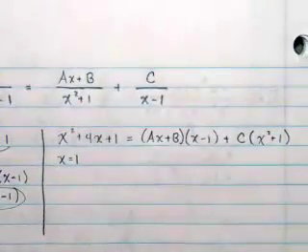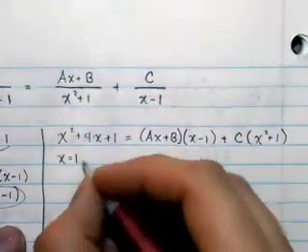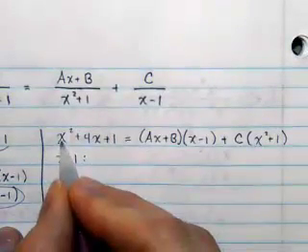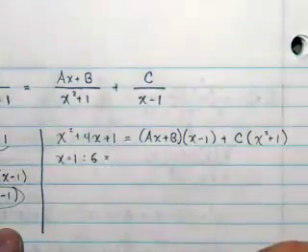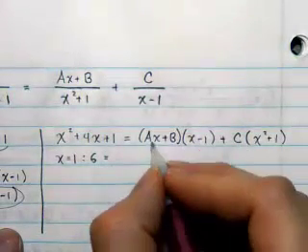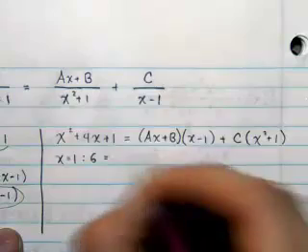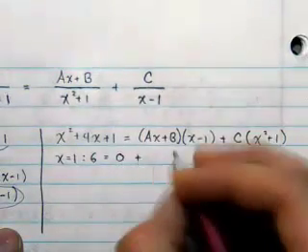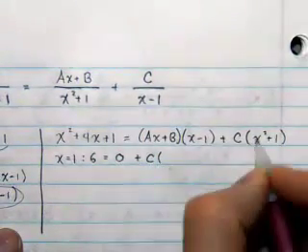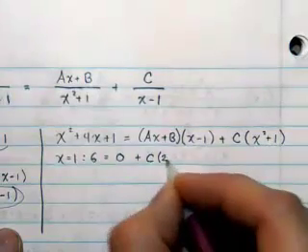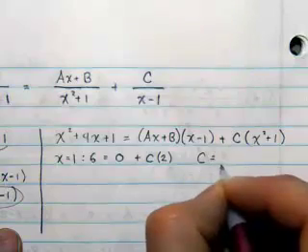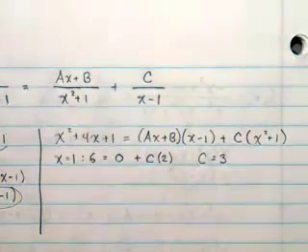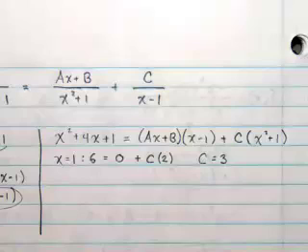So x is 1, so that gives us, let's see, this side would be 1 plus 4 plus 1, so 6 equals, this whole thing would be 0. Plus c times 1 squared plus 1, so 2. So yeah, so what's the value of c then? 3. We got c. We still got to go back and find a and b.